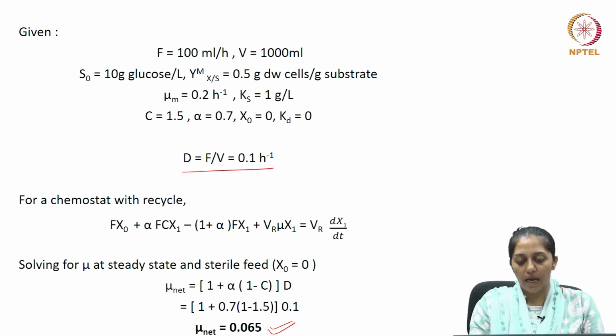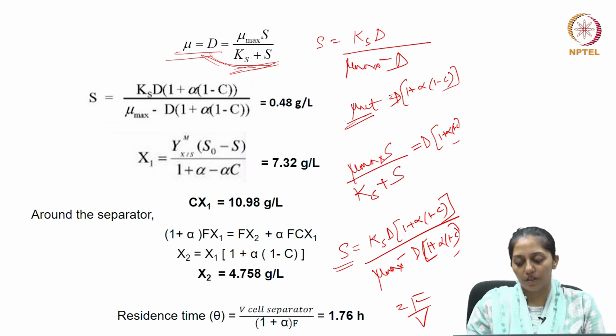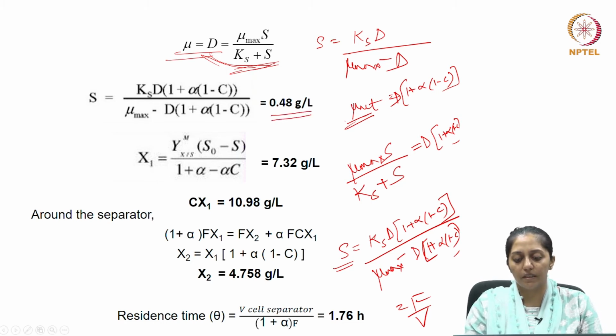Now, once we know the dilution rate, we have also calculated mu net, and then we can calculate the substrate concentration as well. So now the substrate concentration calculated using these terms comes out to be 0.48 grams per liter.